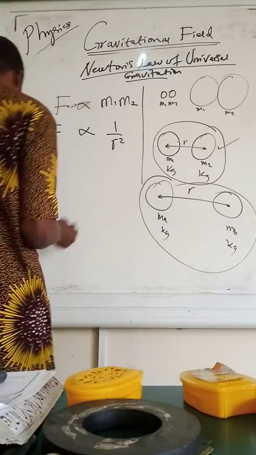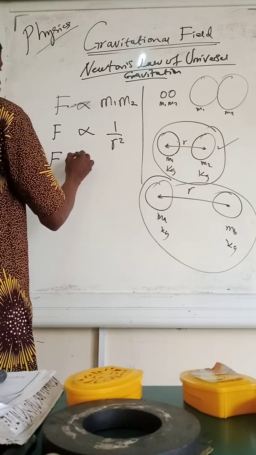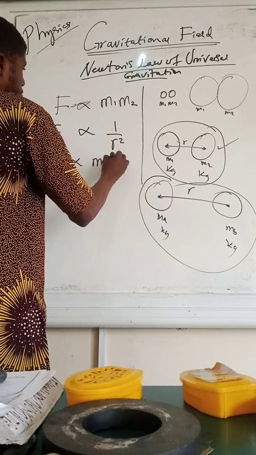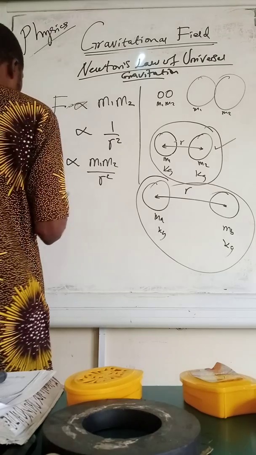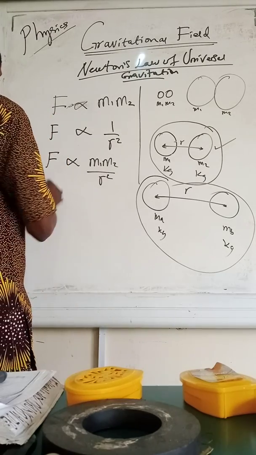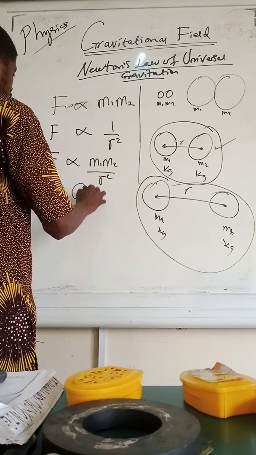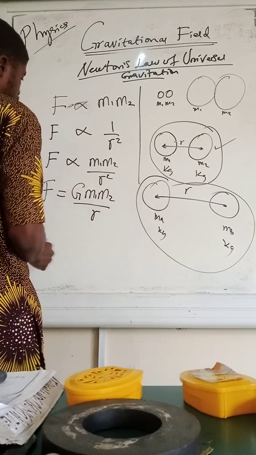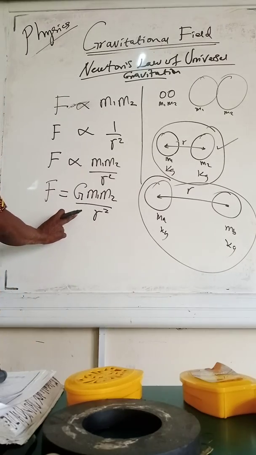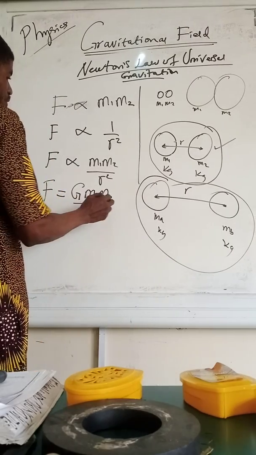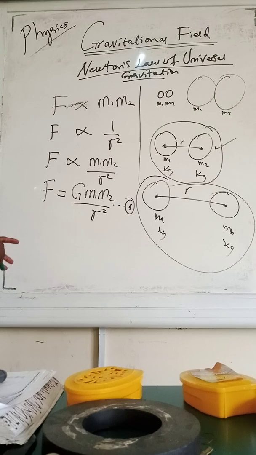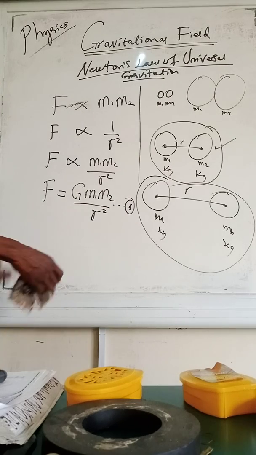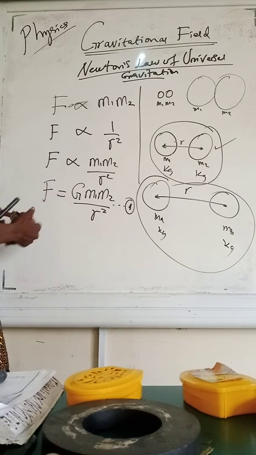So combining these two variations, you have F is directly proportional to m1, m2 all over r squared. Removing this sign of proportionality, you introduce a constant called G, the gravitational constant. Your F is equal to big G m1, m2 all over r squared. This is the equation that explains Newton's law of universal gravitation. You can call this equation number 1. And so I'm done explaining the meaning of the equation. We will quickly look at the mathematical relationship that exists between big G and small g.